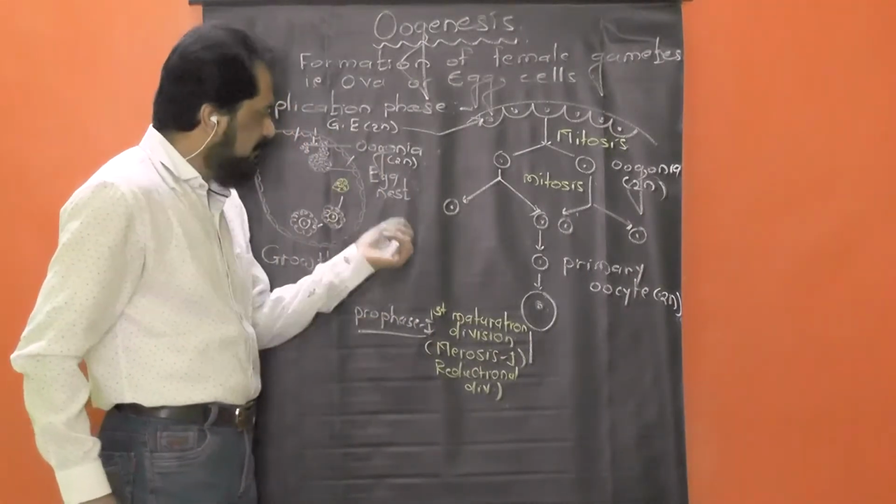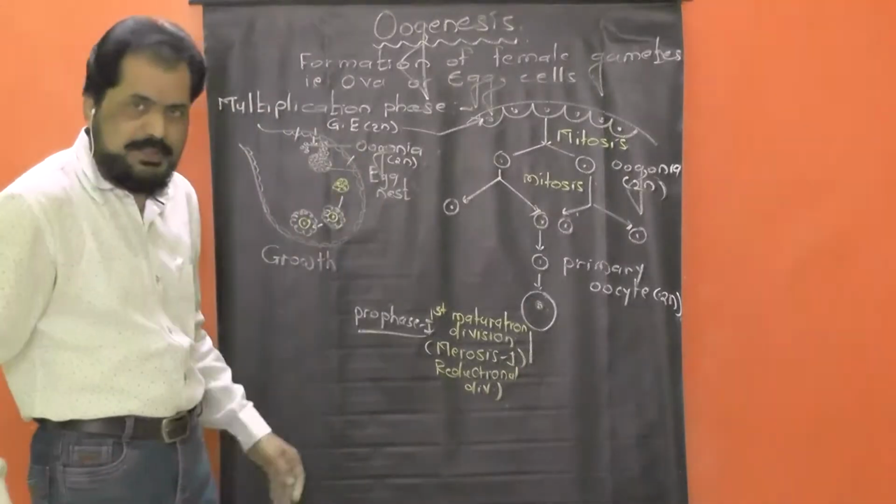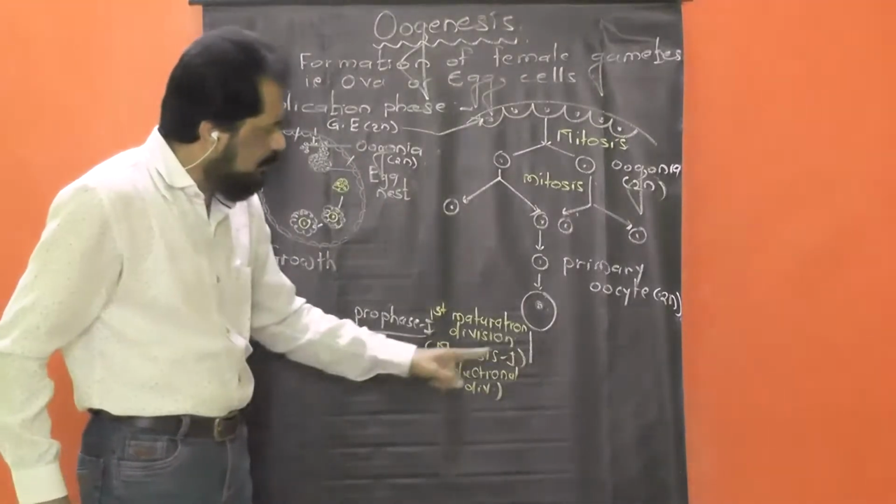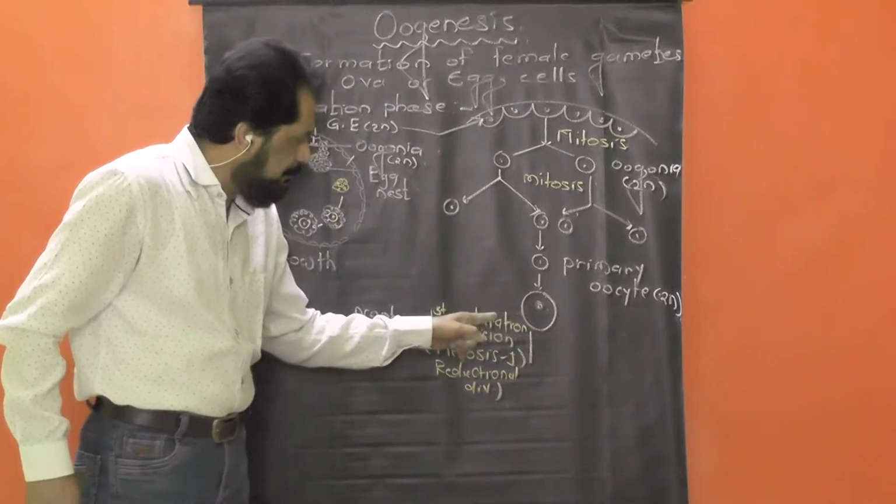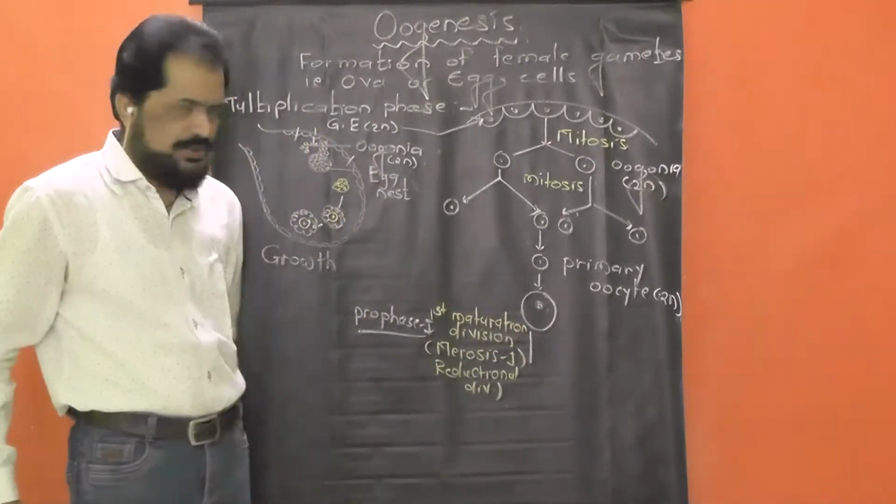Now after attaining puberty, this primary oocyte completes its first maturation division.